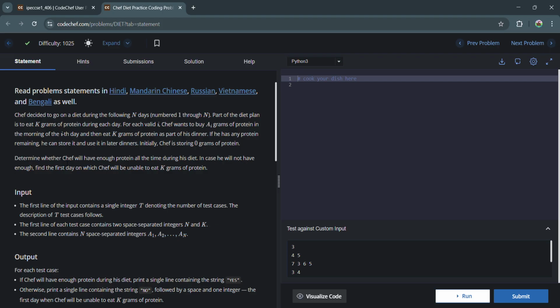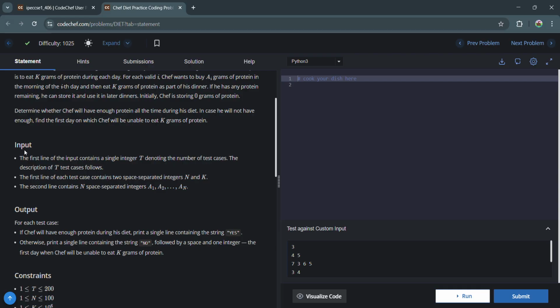So we have to determine whether the Chef will have enough protein all the time during his diet. In case he will not have enough, find the first day on which Chef will be unable to eat K grams of protein.